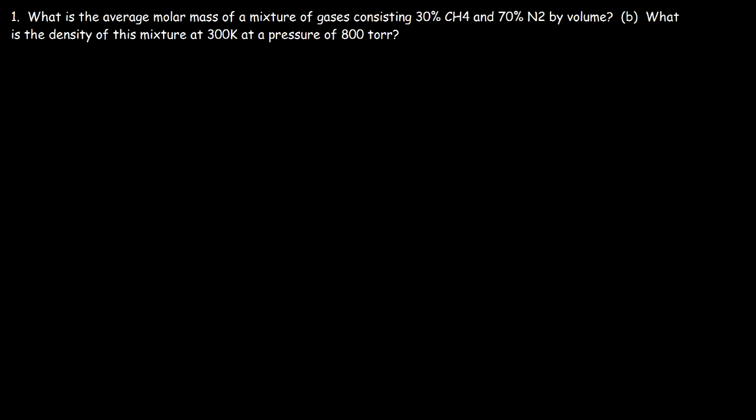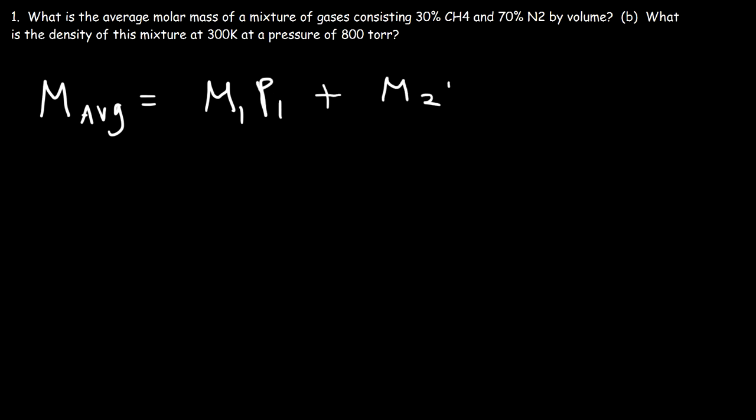So how can we calculate the average molar mass of this mixture? So basically what we need to do is take a weighted average. So we're going to multiply the first molar mass times its percentage, which I'm going to call P1, plus the second molar mass times its percentage in the form of a decimal.